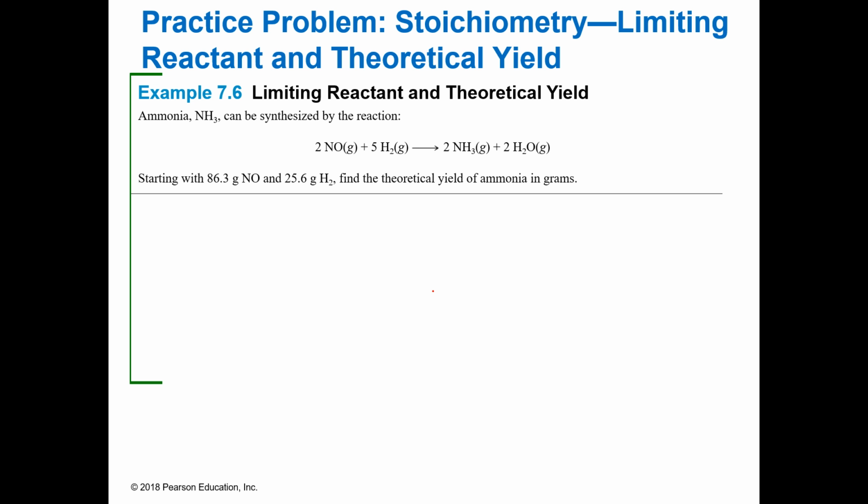Let's look at this problem here. Now, one thing is, how do you know you have a limiting reactant problem? You know it because you're given an amount of both your reactants, or 2 of your reactants. So I'm given an amount of this and this, and asked to find the theoretical yield of ammonia. So asked to find how much ammonia is made or how much product is made. Now we're going to do this as simple as we did the stoichiometry problems. We're just going to do it twice. We're going to do it for nitrogen monoxide, and we're going to do it for hydrogen, and see which one gives us the least amount of ammonia.